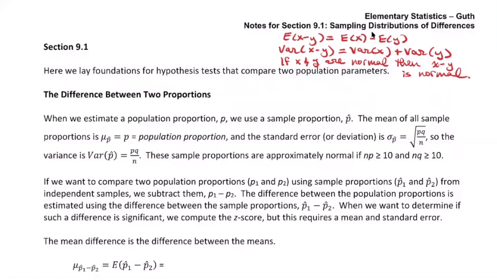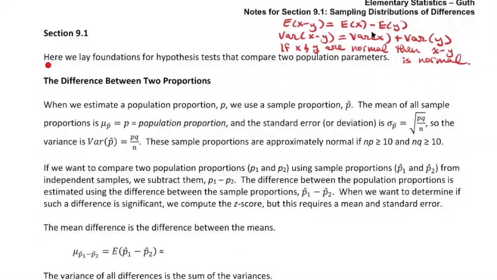All right, so let's go ahead and read this. It's a lot of language. Here it says, here we lay foundations for a hypothesis test that can compare two population parameters, either means or proportions. We start with the proportions here. When we estimate a population proportion P, we use a sample proportion P hat. The mean of all sample proportions is mu sub P hat, and it turns out that the mean of sample proportions is P, the population proportion, and the standard error or standard deviation is sigma P hat, which is the square root of PQ over N.